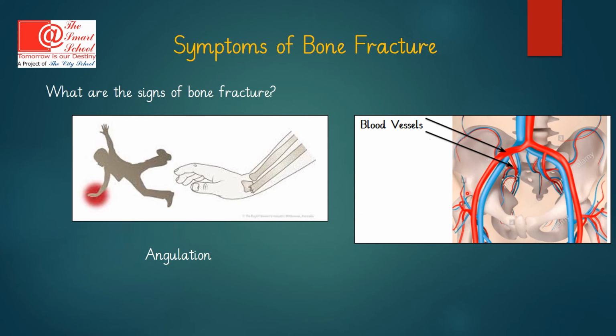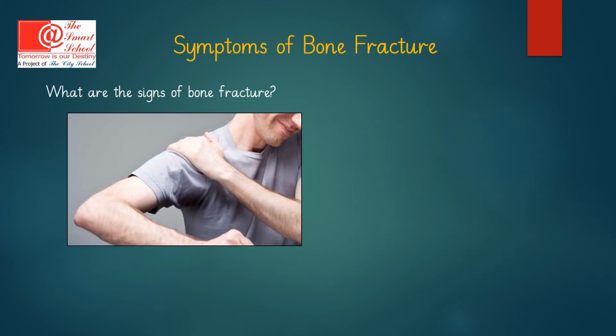Another sign of bone fracture is when the blood vessels present inside your bone damage and there is bleeding in the fractures. This is another sign of bone fracture where you are unable to move a joint. Here the person is unable to move his shoulder joint. That may be a sign of bone fracture.